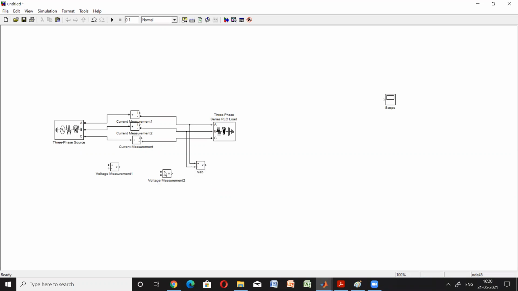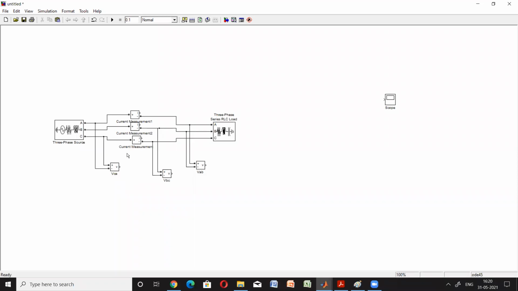I am connecting this voltmeter with phase B and phase C, so let me name this VBC. Let us connect this voltmeter with phase C and phase A, and name this voltmeter VCA.